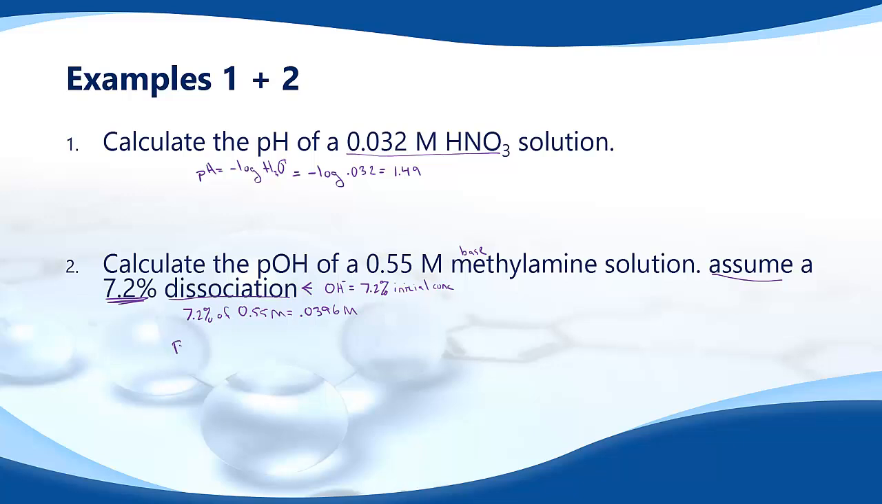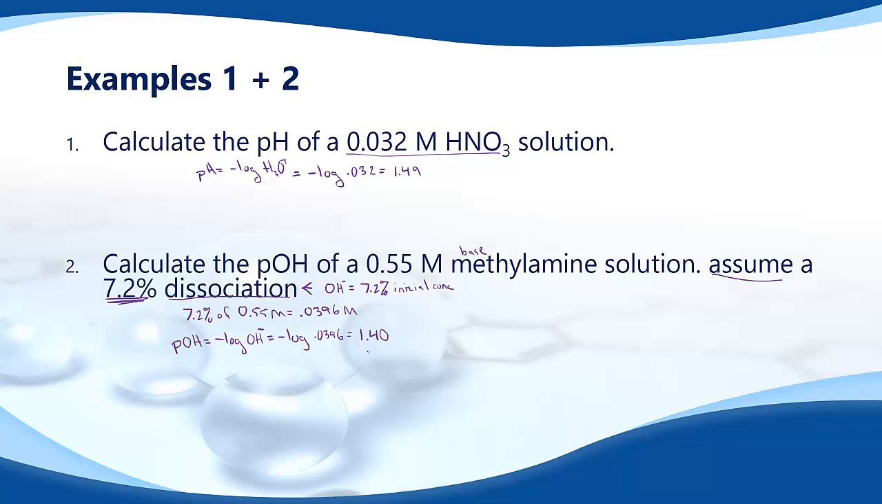Right, so now my pOH is negative log of hydroxide. Because I'm working with a base, it's just negative log of this number. That's actually negative log of 0.0396. And that gives me a pOH of 1.40. So again, this is still fairly basic, right?